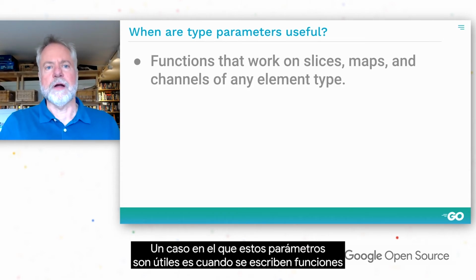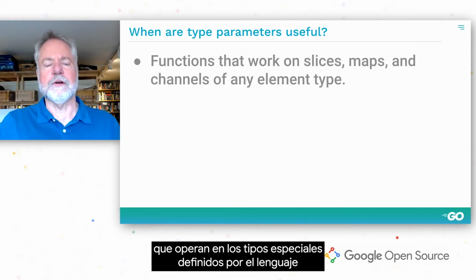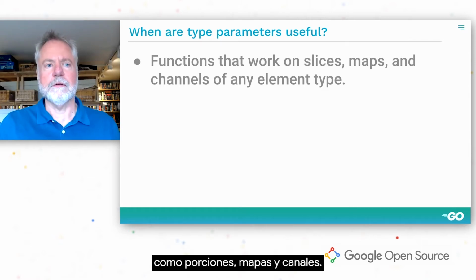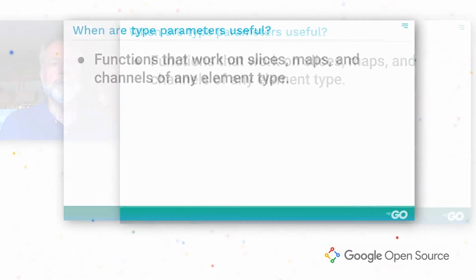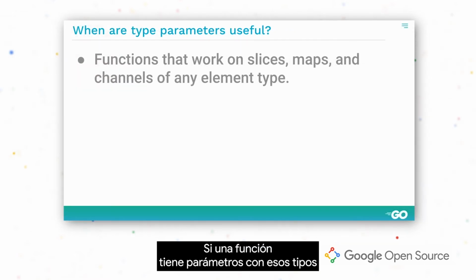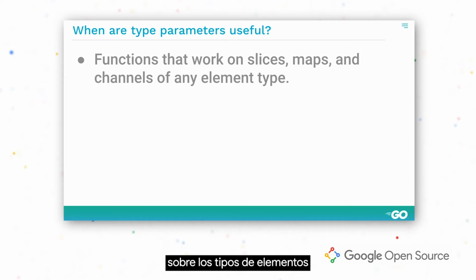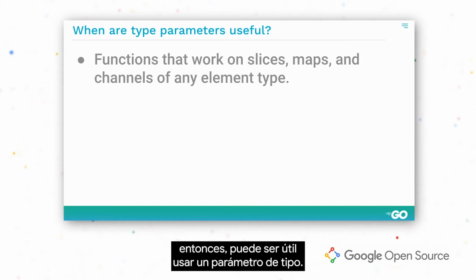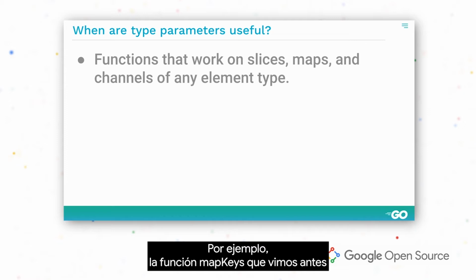One case where type parameters can be useful is when writing functions that operate on the special types that are defined by the language: slices, maps, and channels. If a function has parameters with those types, and the function code doesn't make any particular assumptions about the element types, then it may be useful to use a type parameter. For example, the map keys function that we saw earlier.